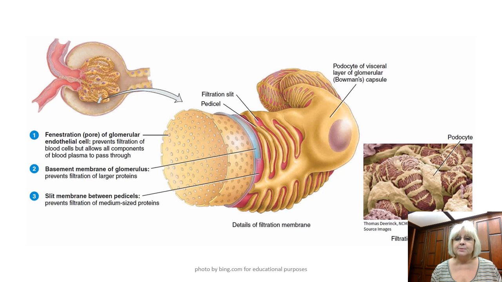Followed by the basement membrane that prevents larger proteins from passing through. And lastly, the slit membrane between the pedicels prevents filtration of the medium-sized proteins. A lot better diagram to take a look at. We'll wait just a minute there.